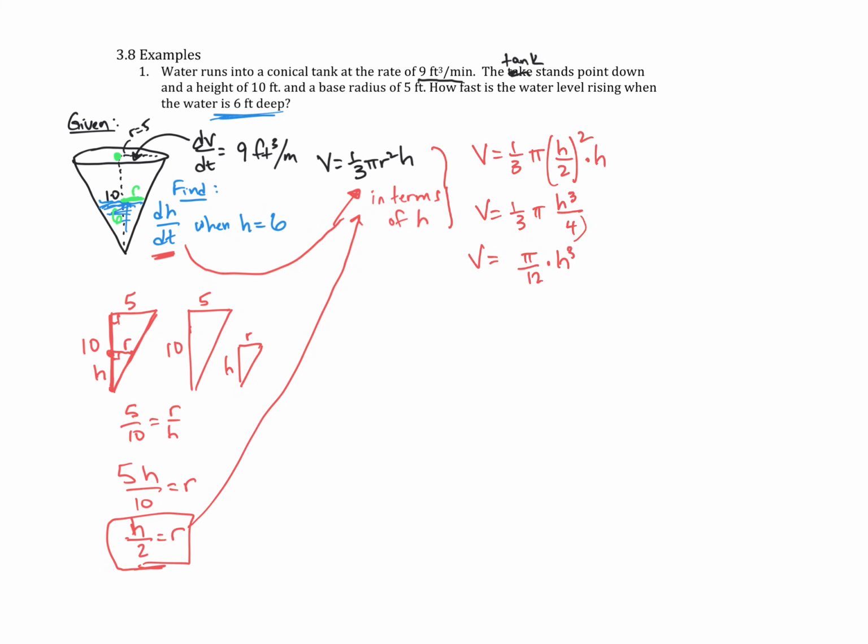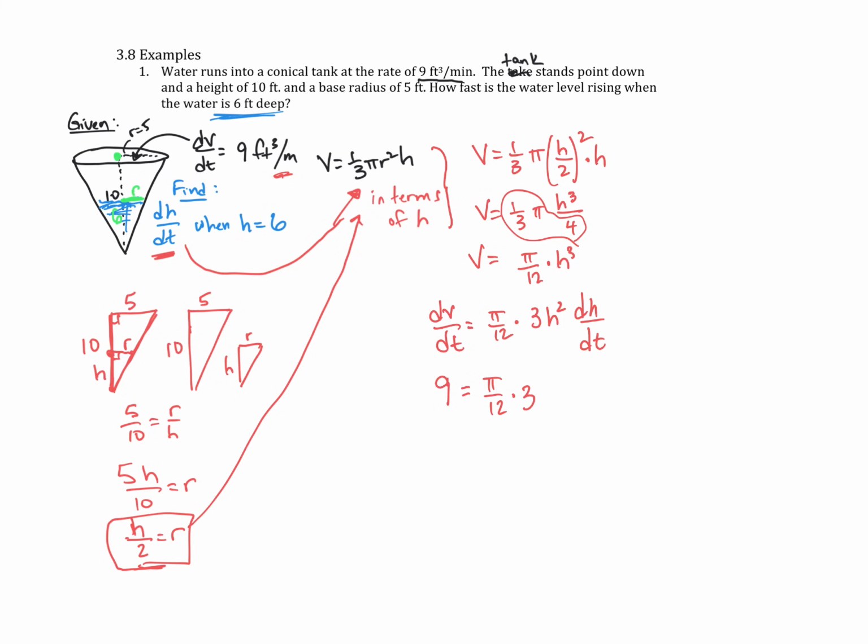The way I wrote it is so that I could put the constant out in front, and now I can differentiate. So dV/dt on the left side. On the right side, I get pi over 12, which is the constant, times 3h squared dh/dt. All right, let's see what I got. I have all the info I need. I have dV/dt as being 9, right there they told me. Pi over 12 times 3.